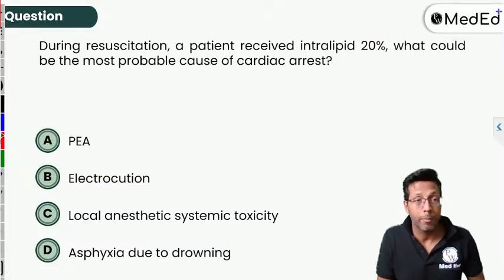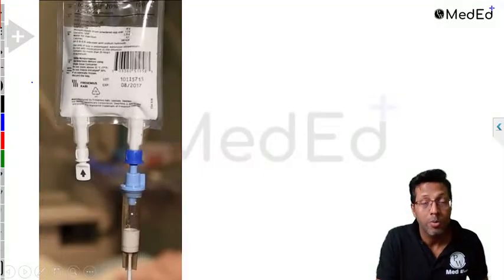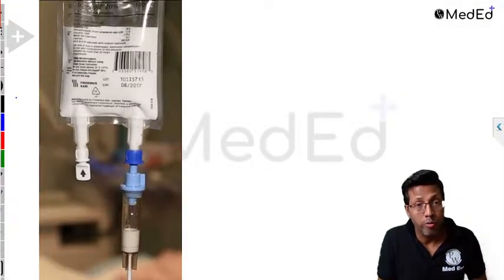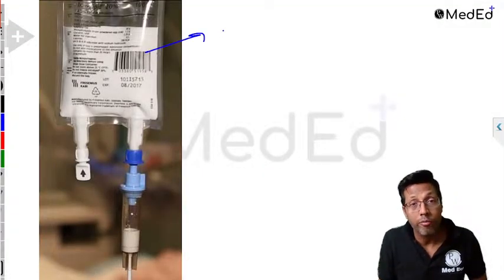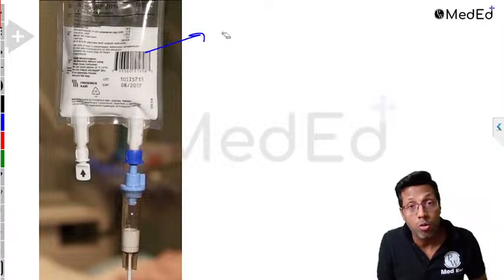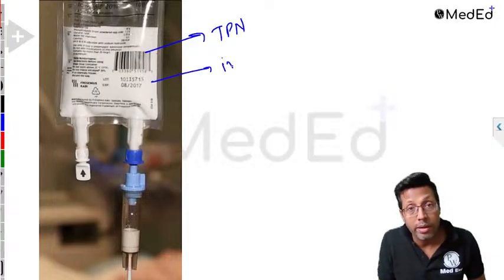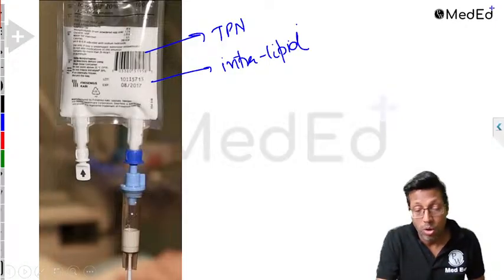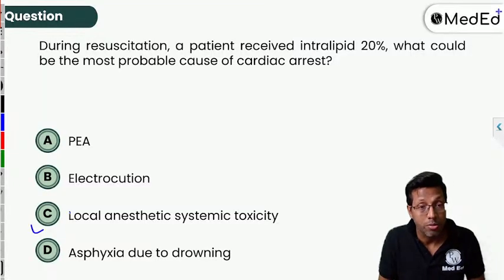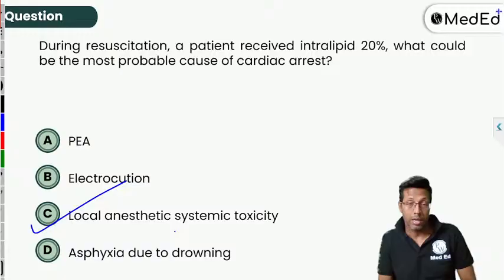Intralipid. What is intralipid? It is the lipid you must have seen in the ICU. All of you have worked in the ICU. This is one bag of that intralipid that is used for total parenteral nutrition in an ICU patient, the one who's not eating food. When we give total parenteral nutrition, this is what is called intralipid. The same thing is used to treat local anesthesia systemic toxicity, especially with bupivacaine.